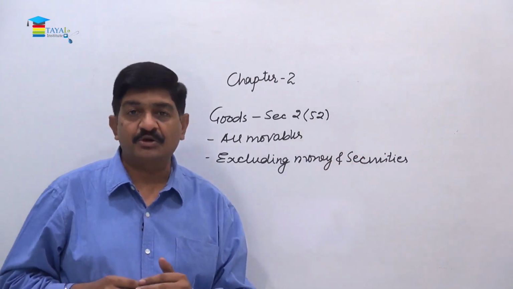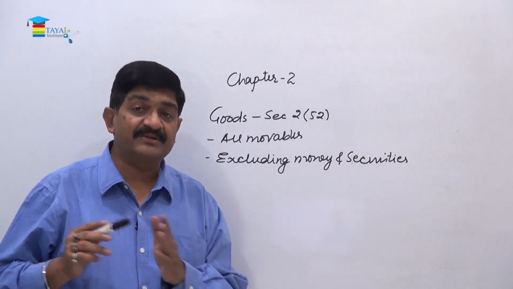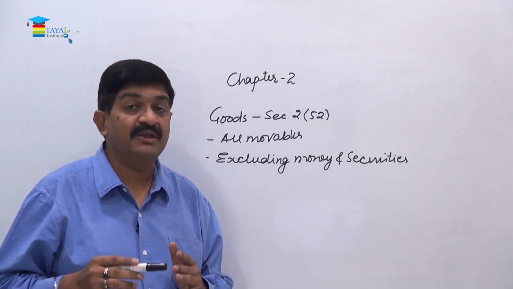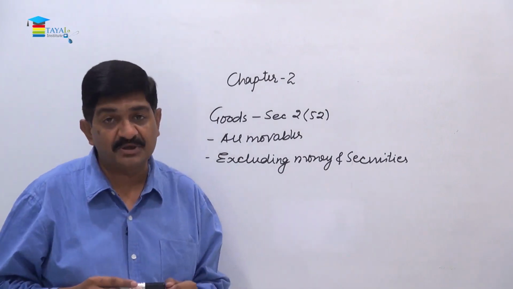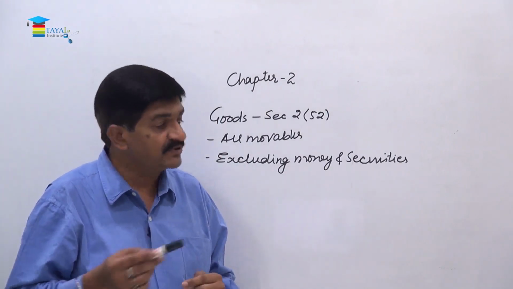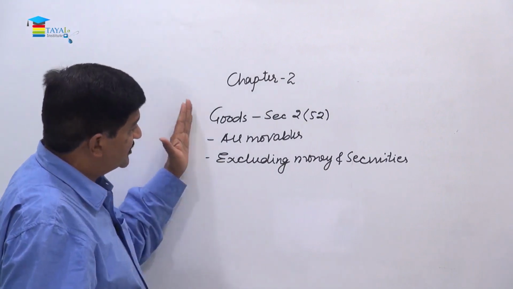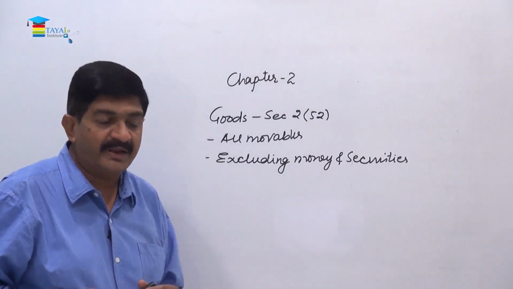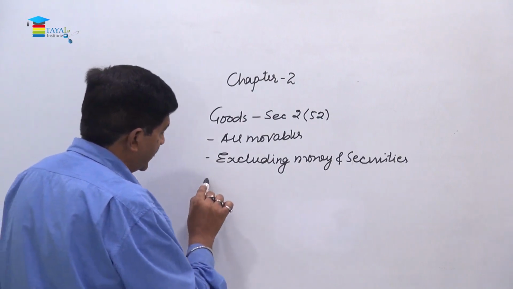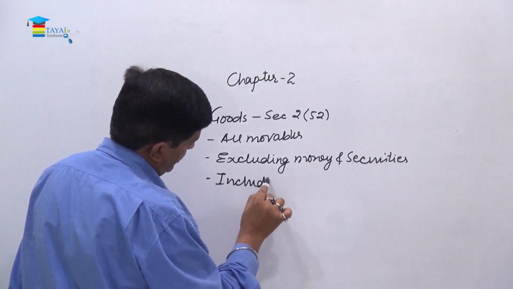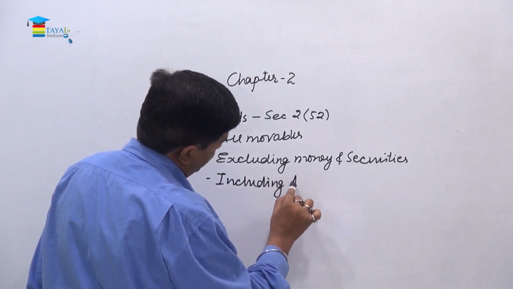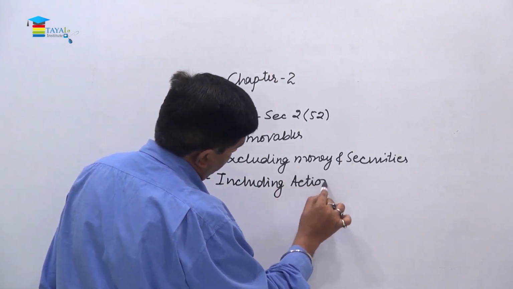Similarly, about the term securities, when securities which are already listed on the stock exchange are bought and sold, these are not considered as goods, but the services in relation to the buying and selling of the security are treated as services for the purpose of this Act. So goods means all movables but excluding money and securities, but including actionable claims.